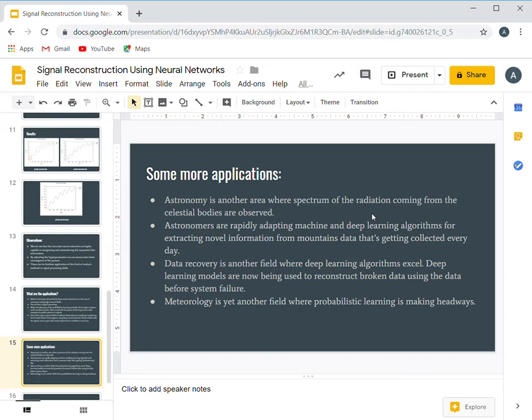Meteorology is another field where probabilistic learning is making headway. Based on humidity information and wind pressure and speed, one can determine whether a hurricane is going to hit or not, and what its impact is going to be. So many different limitless applications can be thought of using this.